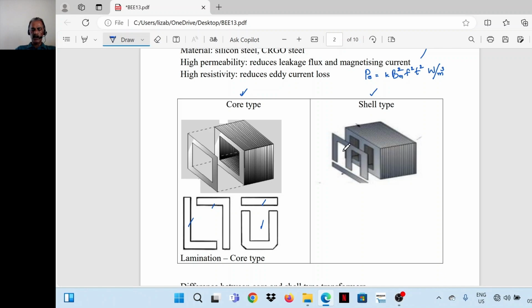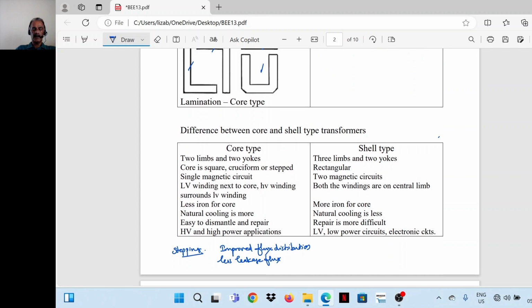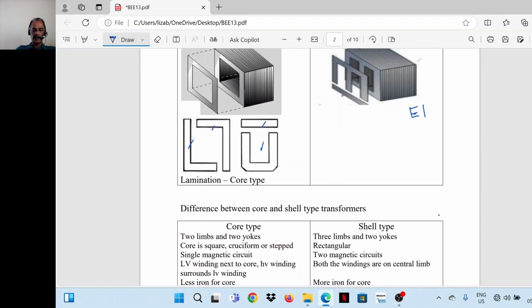For the shell type transformer, see, this is E and I. E-shaped laminations and I-shaped laminations are used for constructing the shell type transformer. Now if we make a comparison between these two types, core type and shell type transformer, a table is given which gives a comparison between them. Core type transformer has two limbs and two yokes.